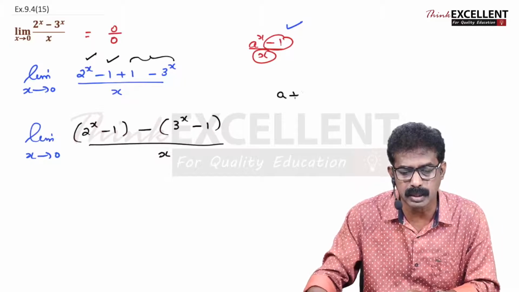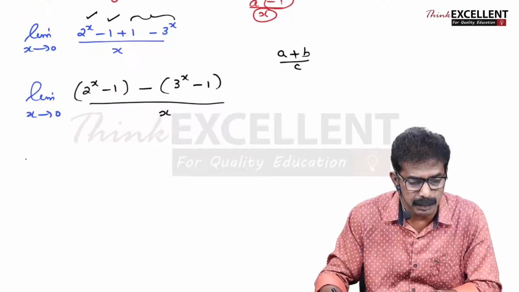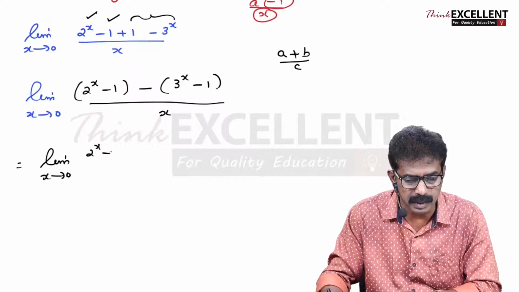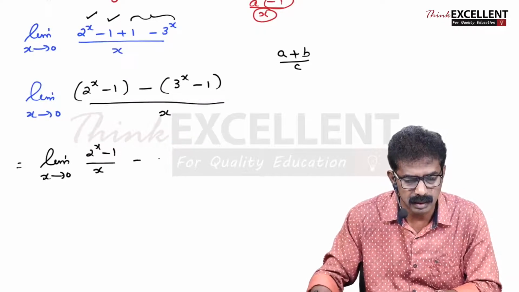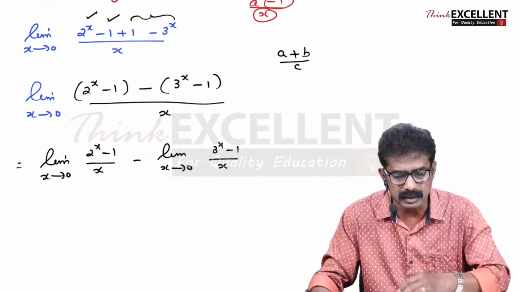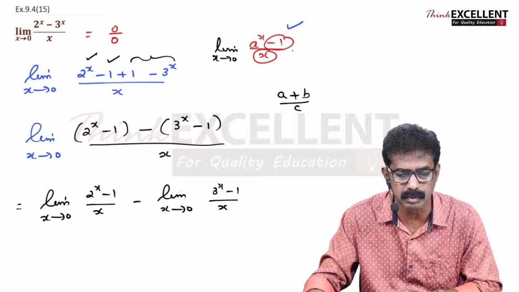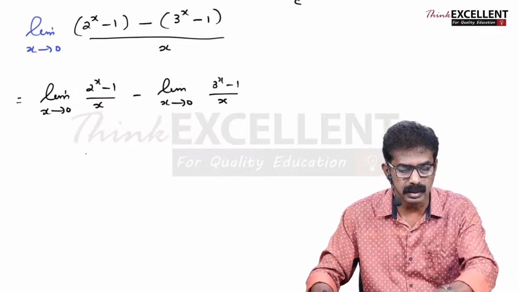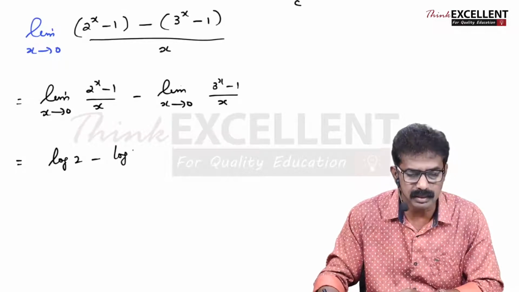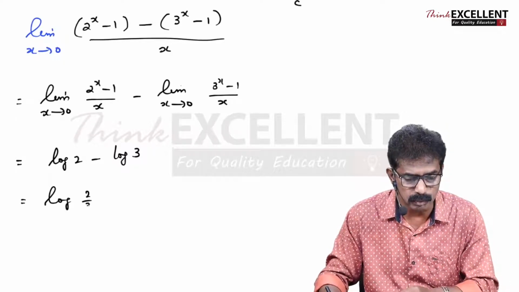Now you split into two: a plus b by c, you write a by c plus b by c, and for both you give separate limits. So limit x tends to 0, 2 raised to x minus 1 by x, minus limit x tends to 0, 3 raised to x minus 1 by x. It is exactly of this type, limit x tends to 0, a raised to x minus 1 by x, then the answer is log a. So for the first one, instead of a we have 2, so it is log 2 minus log 3. Log a minus log b is log of a by b. So the answer is log of 2 by 3.